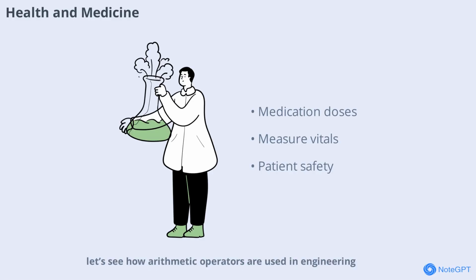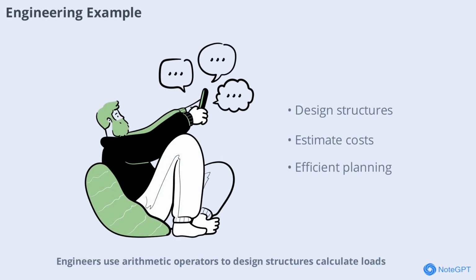Next, let's see how arithmetic operators are used in engineering. Engineers use arithmetic operators to design structures, calculate loads, and estimate costs. They add up materials, subtract waste, multiply dimensions, and divide resources. These calculations ensure buildings are safe, efficient, and cost-effective. Arithmetic is a fundamental skill for all types of engineering.